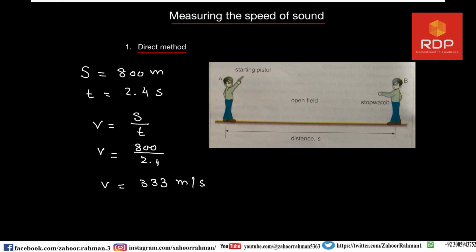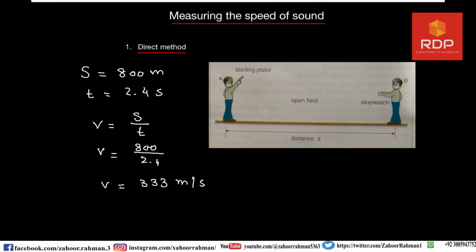For that, you required a starting pistol. The second one is stopwatch and measuring tapes. These three things are required to measure the speed of sound. What actually you will do by means of a measuring tape, observers A and B are positioned at a known distance S apart in an open field. So A and B positions are measured by the measuring tape. So this means that we can find the distance S, which is necessary for finding the speed.